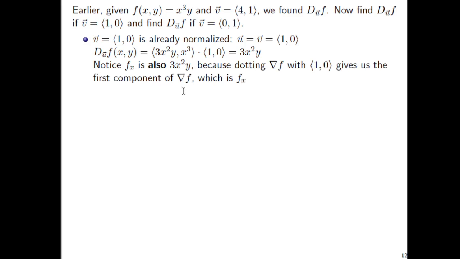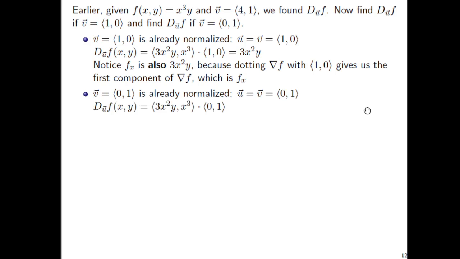So notice this all really works out because we really just dotted with the 1, 0 vector. I mean, we multiplied the partial derivative we're looking at here with the number 1, and then we did plus 0 times who cares what. To answer the other part of this question, we're changing up what vector v is. Let's say it's now 0 comma 1. It's already normalized, so we're going to use u is 0 comma 1. And when we dot the gradient with the 0 comma 1 vector, we only get the second component, right? We only get x cubed. And again, notice that f sub y is x cubed.